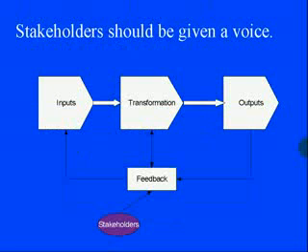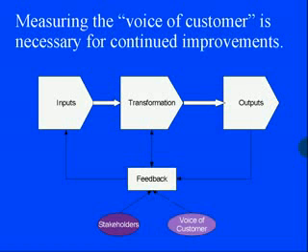However, better systems will give stakeholders a voice in the process. These stakeholders can be owners of the organization, such as shareholders. They can also be citizens who live in and around the facility that's making the transformation. They can be customers. And the customers should also be afforded an extra level of input into the feedback process. Measuring the voice of the customer is necessary for continued improvement in the transformational process. It provides the organization with input not just of how well the transformation system is working today, but how it can be improved to be more competitive for tomorrow.